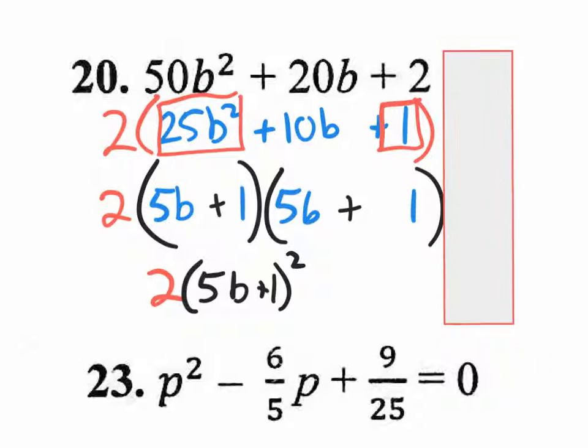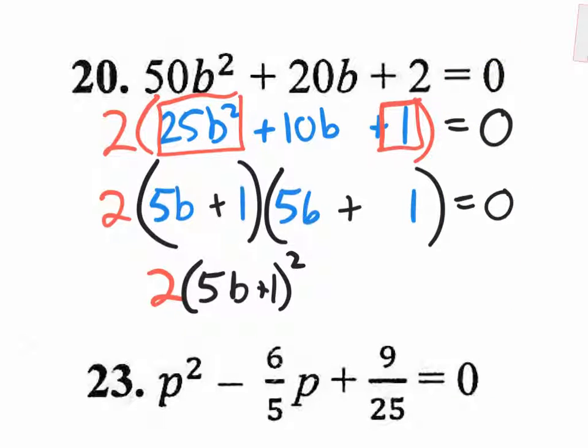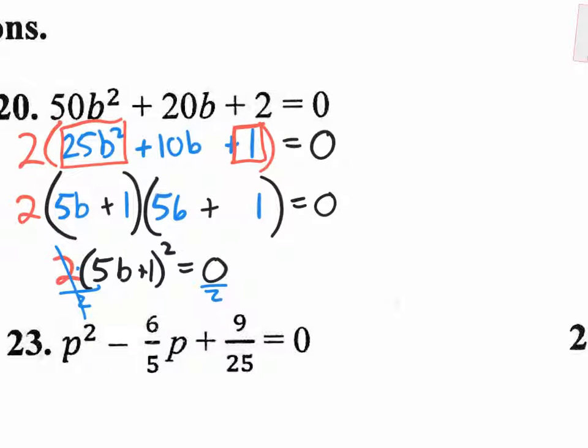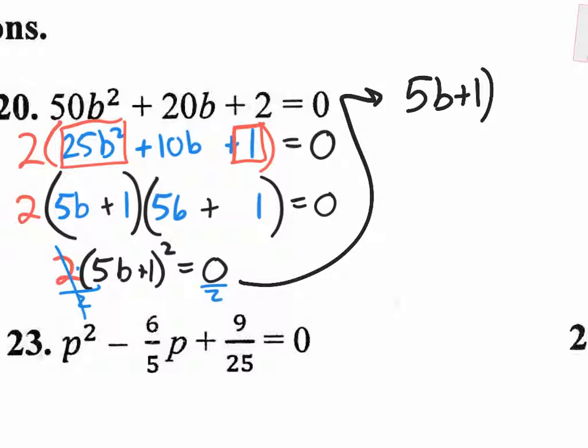But because it's an equation, because it's actually equal to 0, you need to solve it. So I would get rid of this multiplication of 2 out here by dividing by 2, dividing by 2. That would cancel it out, and you'd end up with your new equation. I'm going to write it up here. It's going to be 5b plus 1 in parentheses squared equals 0, because 0 divided by 2 is still 0.